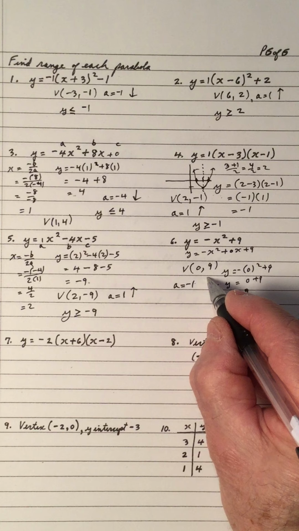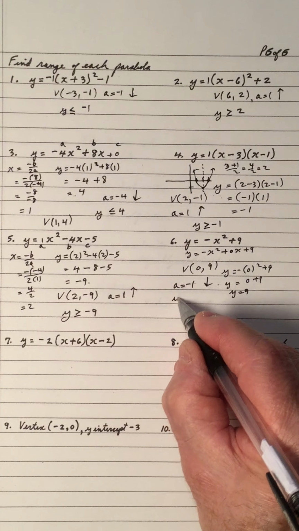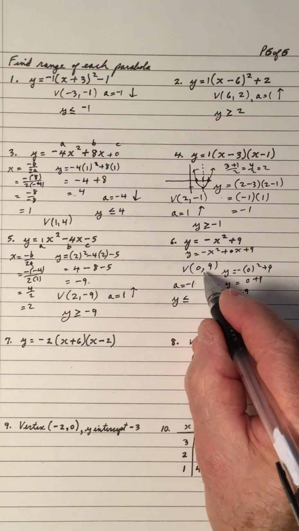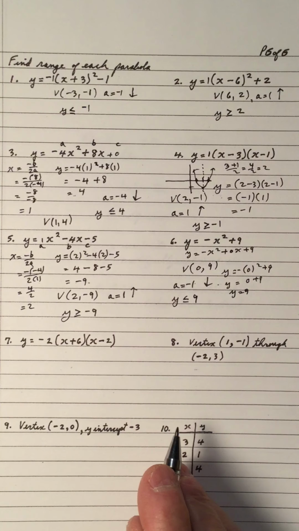A is -1, the parabola opens down. So the range is y is less than or equal to the y value of the vertex, 9.